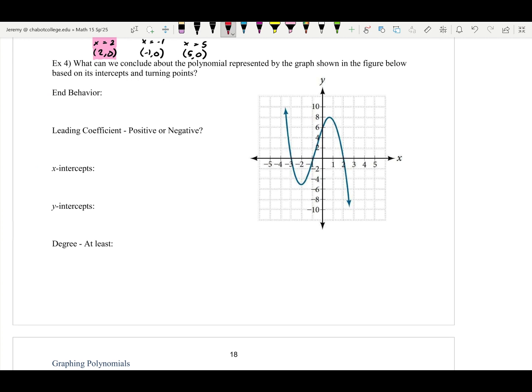So looking at this graph, I see it's going up to the left and down to the right. So I'll write that out using arrow notation, but we might as well discuss as well, what does that kind of end behavior tell us about the degree? What does it tell us about the leading coefficient? Well, since those two arrows are going in opposite directions, that indicates that we have odd degree. I might write that right here. Odd degree.